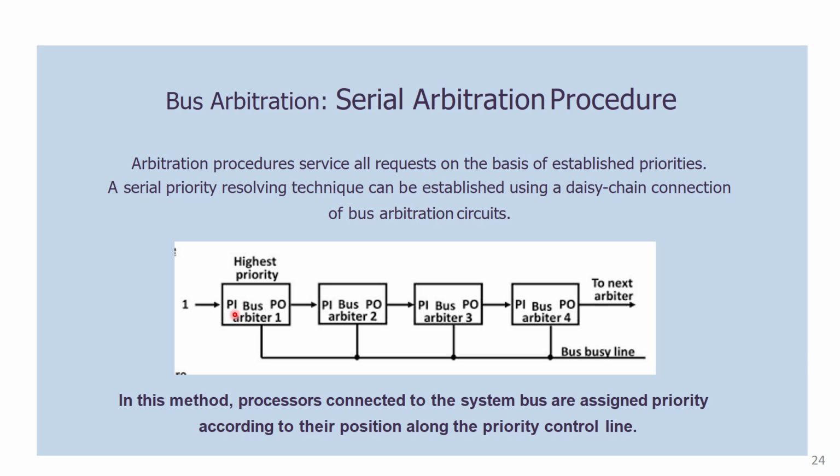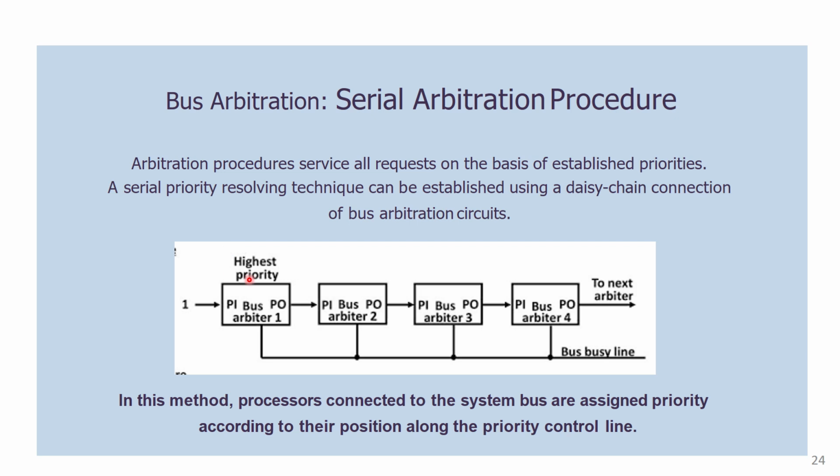In this, PI is the processor input, and PO is the output. So this is the input part, and this is the output part. Arbitration procedures service all requests on the basis of established priorities. A serial priority resolving technique can be established using a daisy chain connection of bus arbitration circuits. In this method, processors connected to the system bus are assigned priority according to their position along the priority control line. So based on the priority line, one by one they are being served.